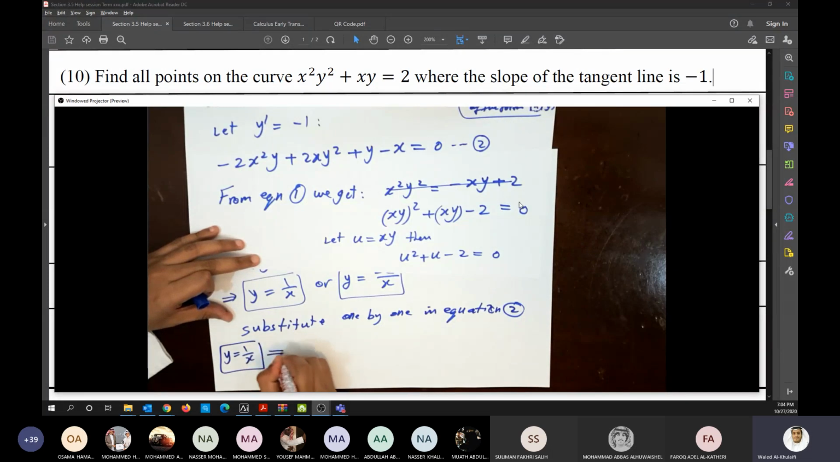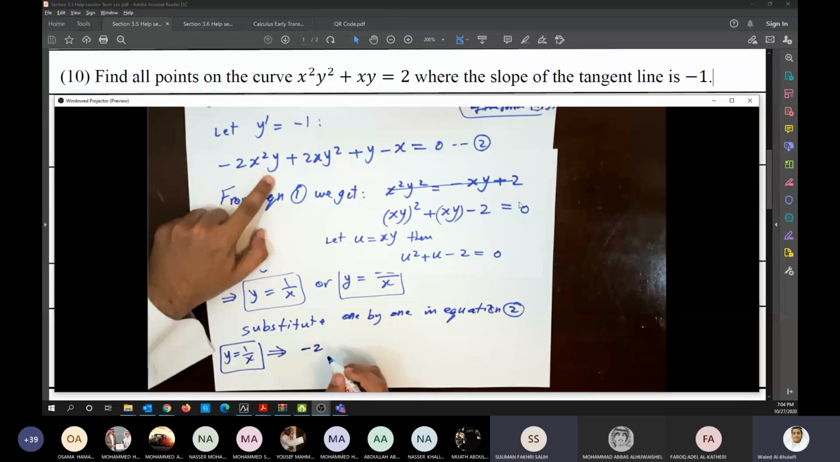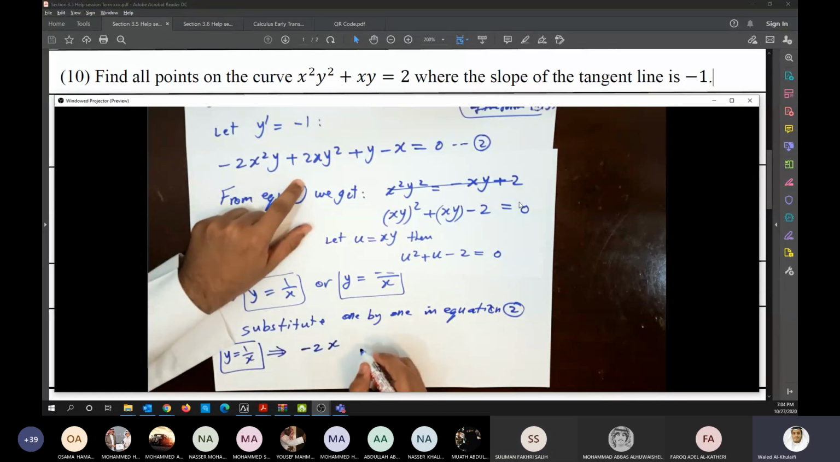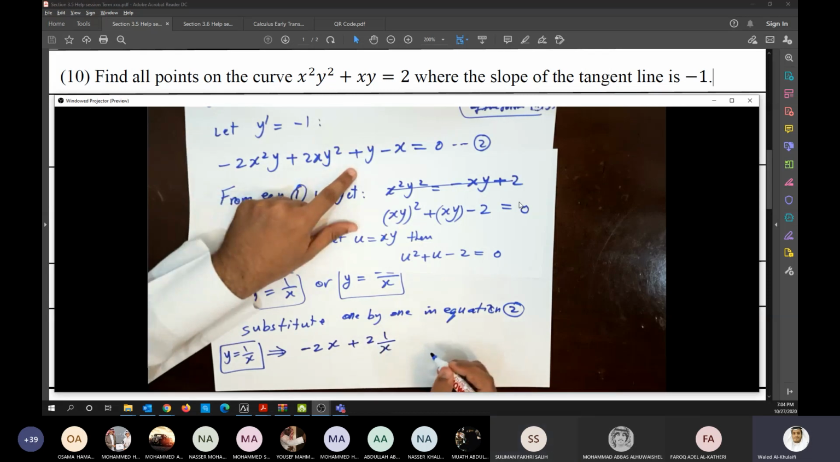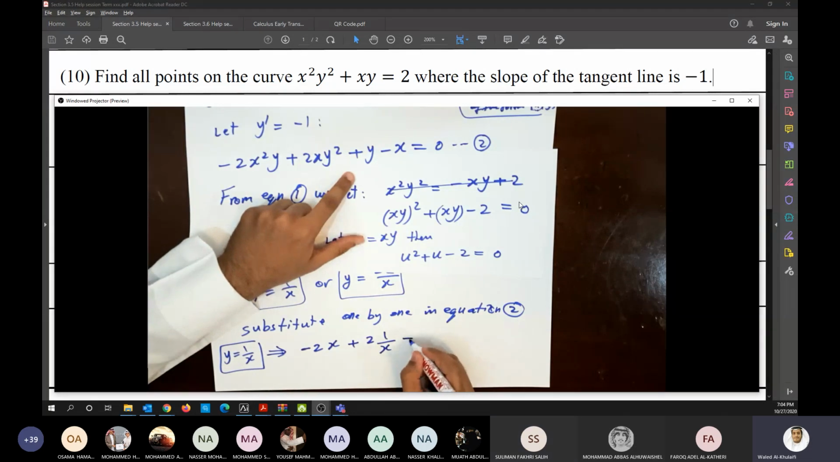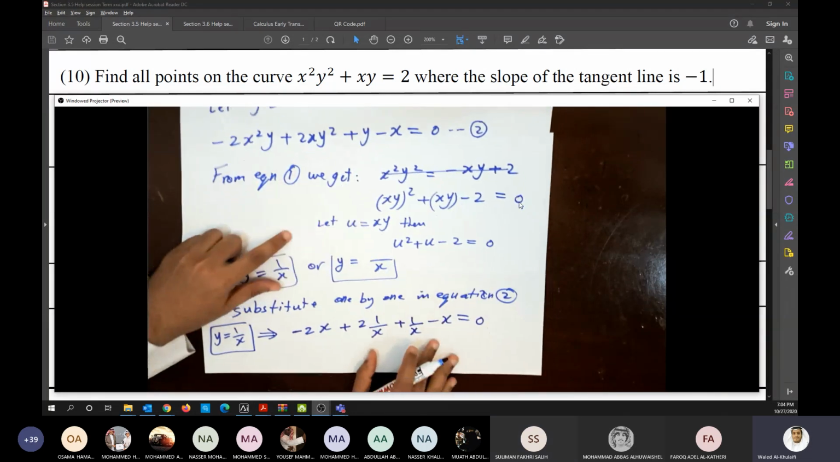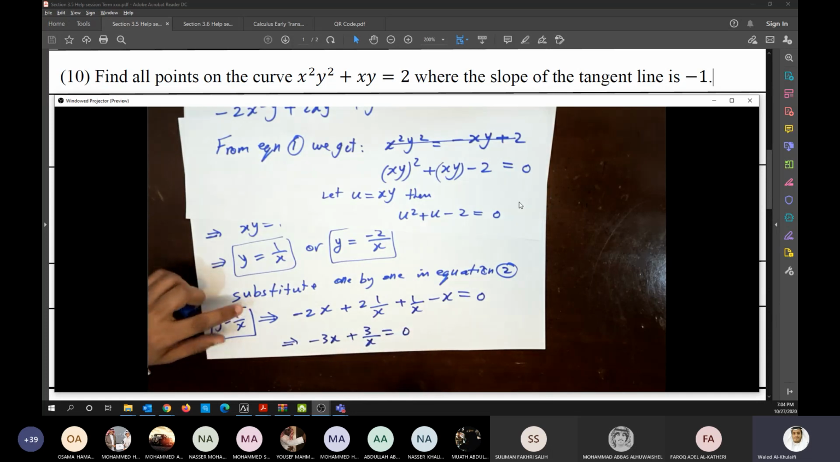This implies that now here you have minus 2 x squared times 1 over x, so you have x. Very good. Plus 2. Now here 1 over x squared, so we have 1 over x, 2 over x. Then plus 1 over x minus x equal to 0. Okay. So here you have minus 3x plus 3 over x equal to 0.